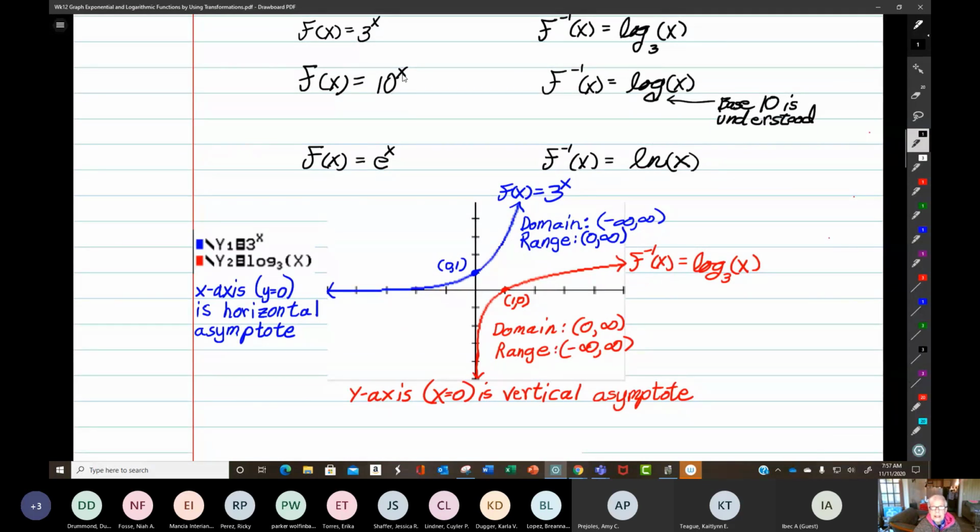If f of x equals 10 to the x, then the inverse of that will be just log x, because the 10 is understood. If you don't see a base down there, then log x means log base 10 of x. It's on your calculator. And if f of x equals e to the x, then the inverse function is written ln of x. But what ln of x is, is log base e of x.